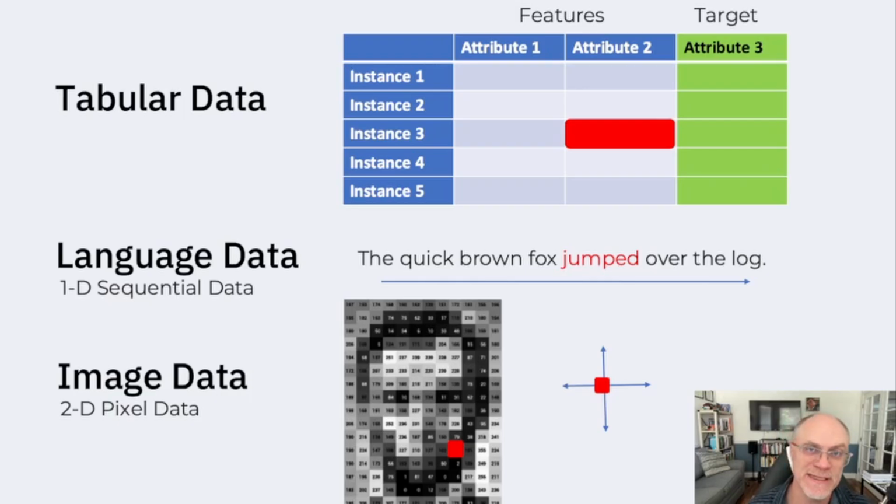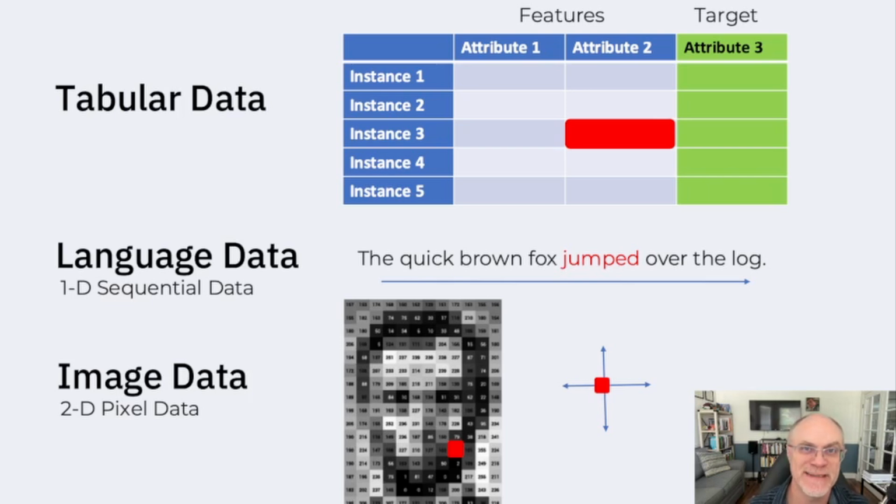When we get into other types of machine learning and AI, we're going to have other types of data. Language data is a type of sequential data. If I just gave you the word jumped, it wouldn't mean anything, but in the context of the sentence, the quick brown fox jumped over the log, it has meaning. It has meaning because it's in a sequence of words.